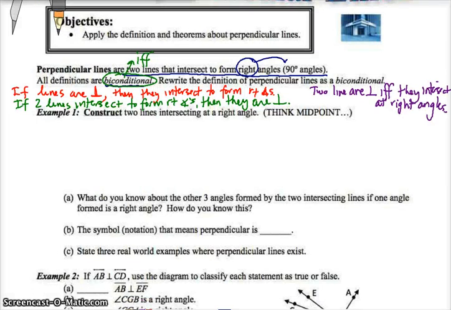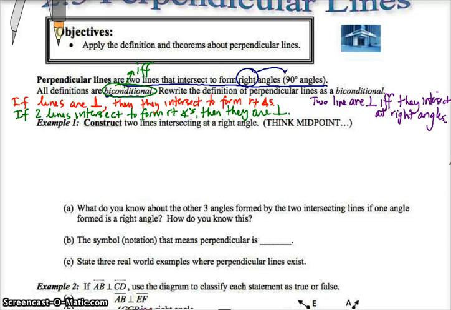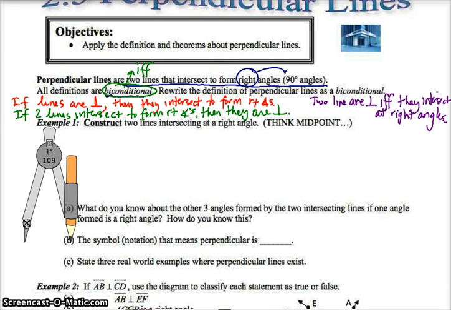Okay, let's recall one of our constructions. It says construct two lines intersecting at a right angle. So the first thing you need to start with is your line segment. It says think midpoint. In other words, if we create a midpoint, we're bisecting this segment, and the only way we can bisect the segment is to bisect it at a perpendicular. So we're bisecting it with a perpendicular line.